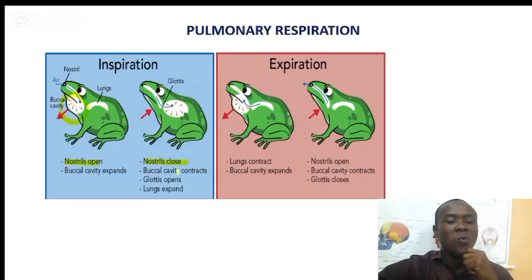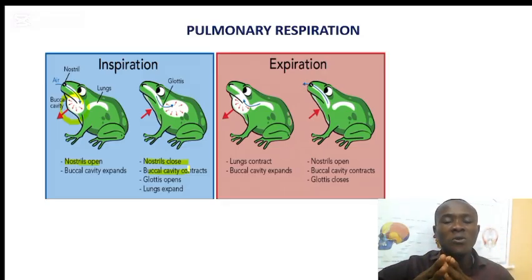Then next, what has to happen? It will now raise the floor of the mouth. When the floor of the mouth is being raised, it will force the glottis to open up. The glottis is the opening into the lungs. So that opening into the lungs will open up. As it opens up, the air from the mouth will rush into the lungs.